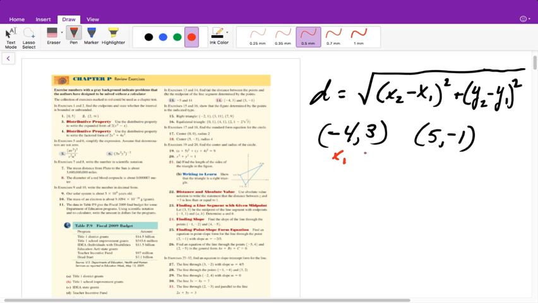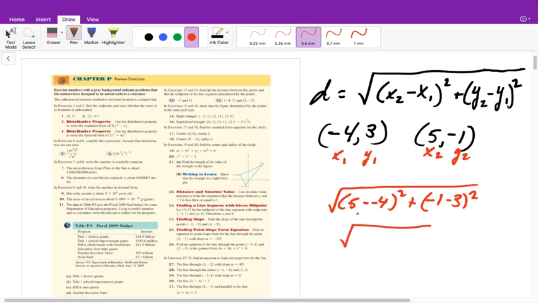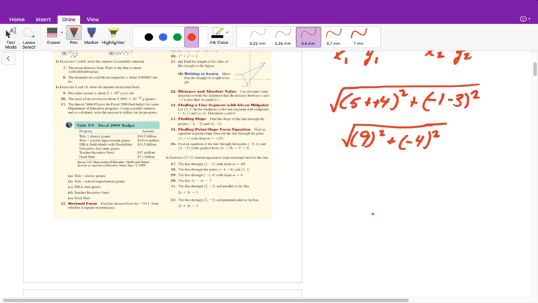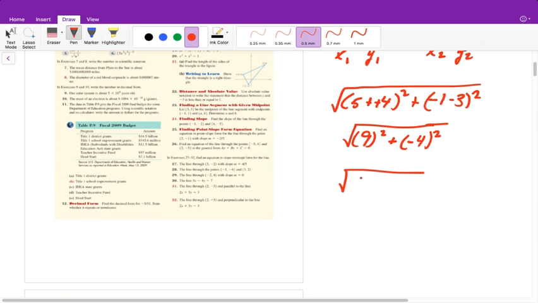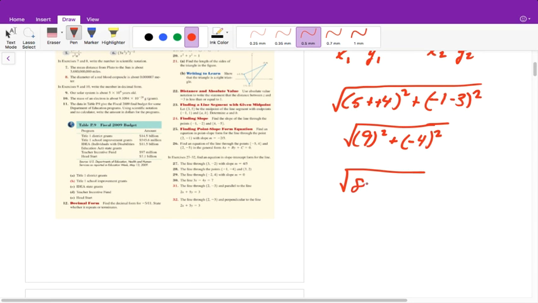So if we say this is x1 and this is y1, then this has to be x2 and this has to be y2. Then we just plug it in. It's the square root of 5 minus -4 squared plus -1 minus 3 squared. So 5 minus negative 4 is 9, so it becomes the square root of 9 squared plus -4 squared. So from here we will have the square root of 81 plus 16, which is the square root of 97.